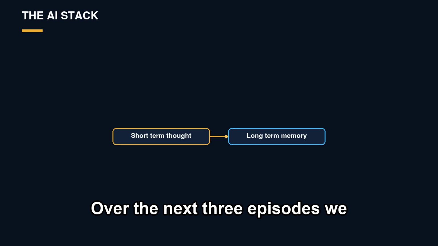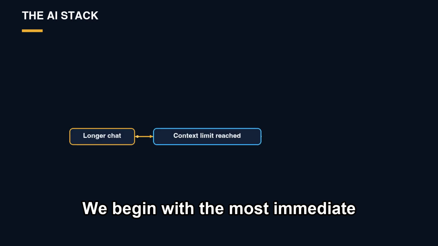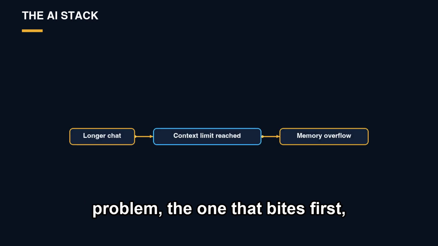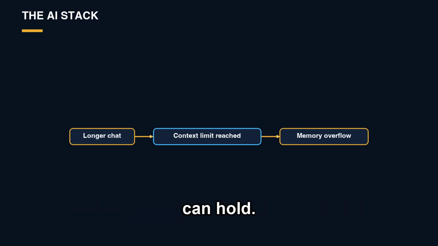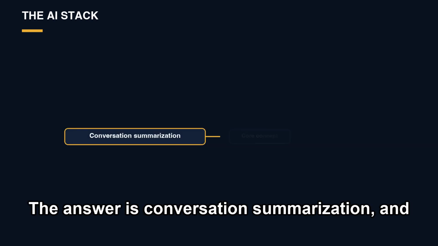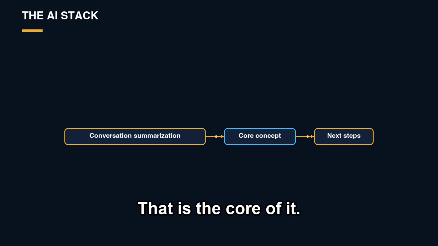Over the next three episodes, we make each piece concrete. We begin with the most immediate problem, the one that bites first. What happens when a single conversation grows longer than the context window can hold? The answer is conversation summarization, and that is exactly where we go next. That is the core of it.